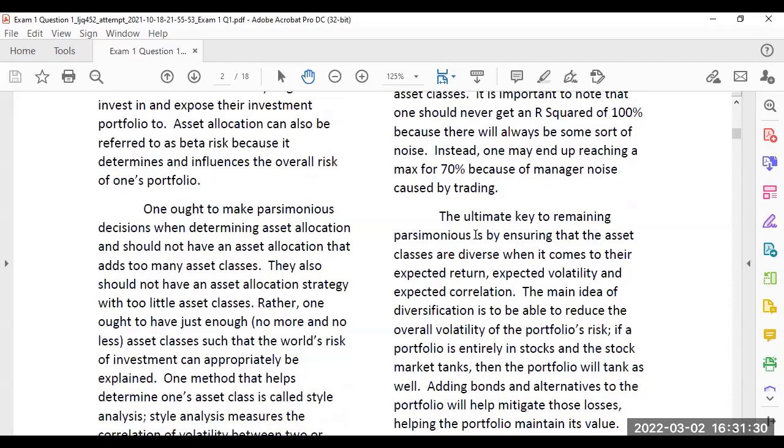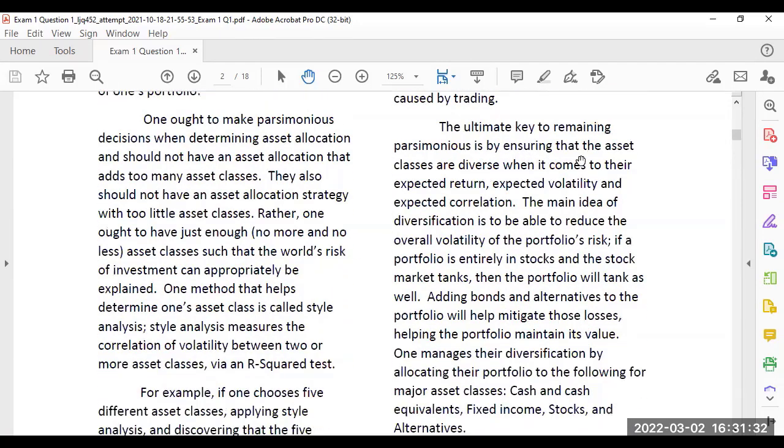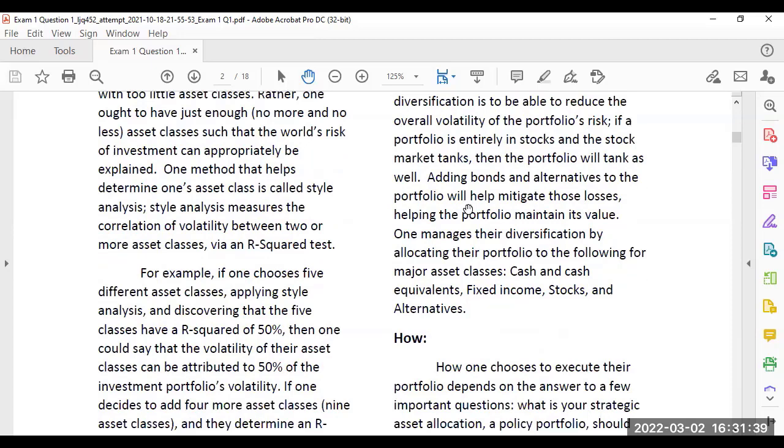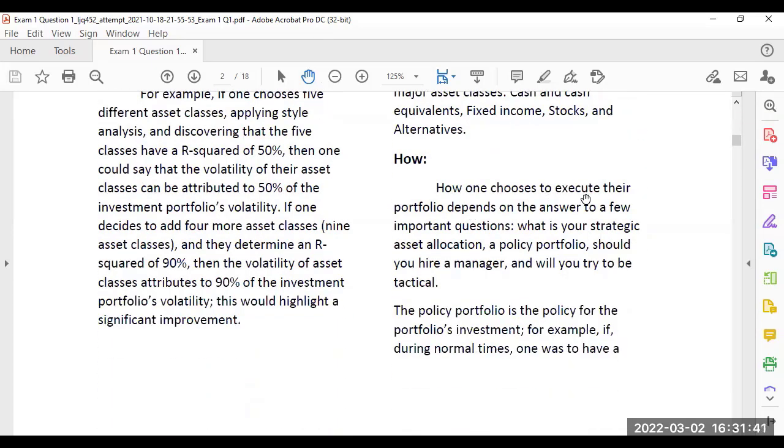So he goes through all of that. The ultimate key to remaining parsimonious is by ensuring that the asset classes are diverse when it comes to their expected return, expected volatility, and expected correlation. So he gives that. Then the how: one should choose to execute the portfolio.